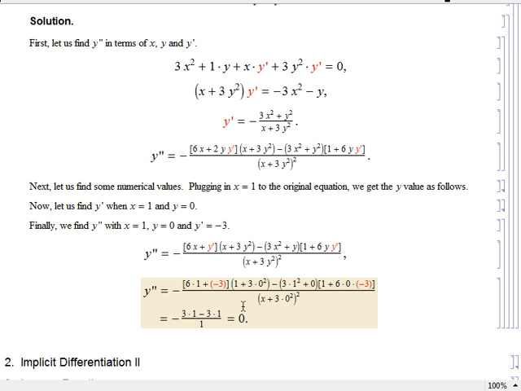Punch in the calculator or something, and we ended up with 0. Not that interesting, but anyway, we got it done.